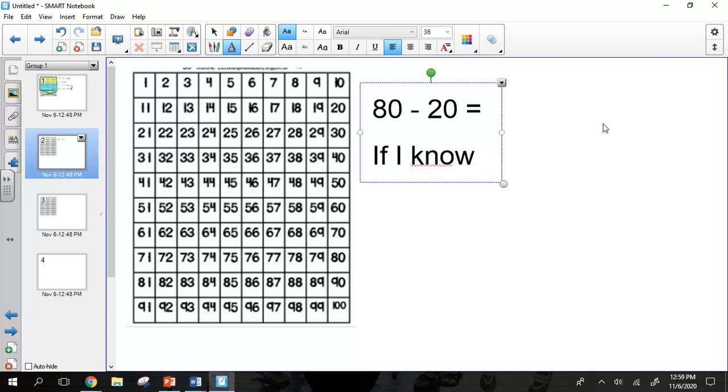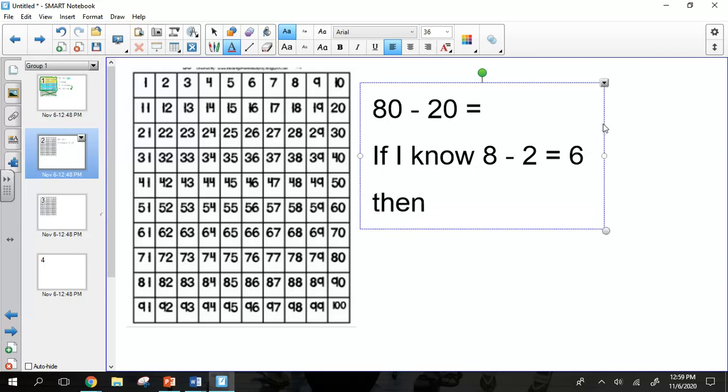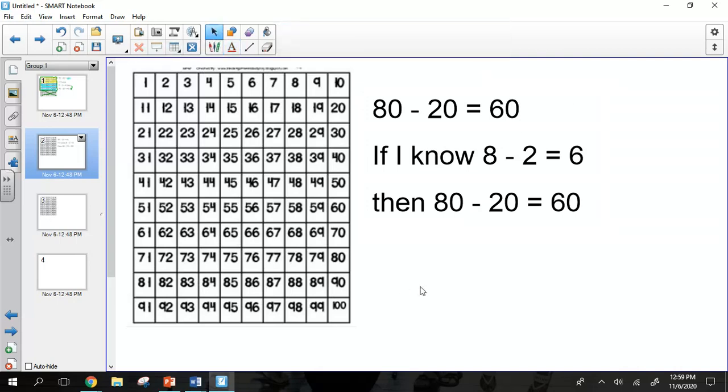If I know, if I know what? 8 minus 2 equals 6. Now I've got to finish that statement. You cannot just write that because you've not answered my problem. Then I can do 80 minus 20 is 60. Also, I don't mind, go ahead and write that answer down, type it down. But then if I say show your work, I need you to show me something. So we're going to look at another strategy. So we've done our 100 chart.